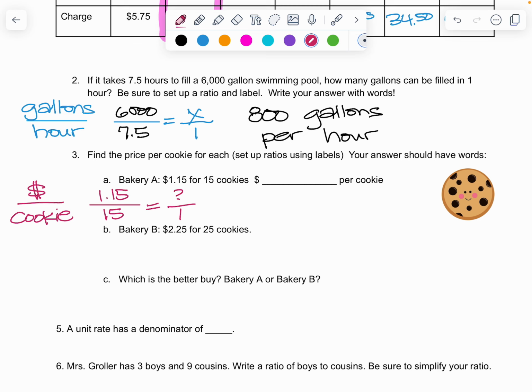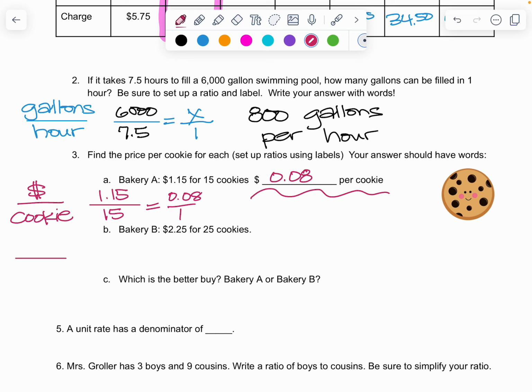How much does 1 cookie cost? You should have gotten 0.08. So I wrote it out nicely for you right here to help you label things. You would write 8 cents per cookie, or $0.08 per cookie. That's the kind of labeling I want to see. All right, let's do the next one.